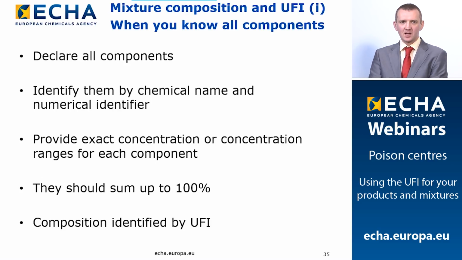So let's have a look on how the composition will be declared to poison centers. In first scenario, where you know all the components of the mixture that you formulate, you simply declare all those components, identifying them by chemical name and other identifiers. You will also need to provide the exact concentration or concentration ranges for each component. They should ideally sum up to 100%. You assign a UFI to such a mixture and submit this UFI along with information on components and concentrations for the use of poison centers.